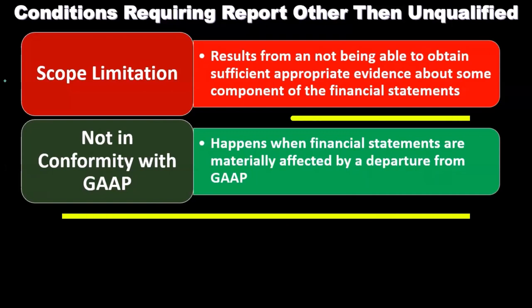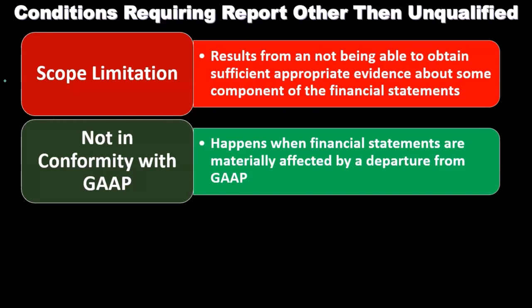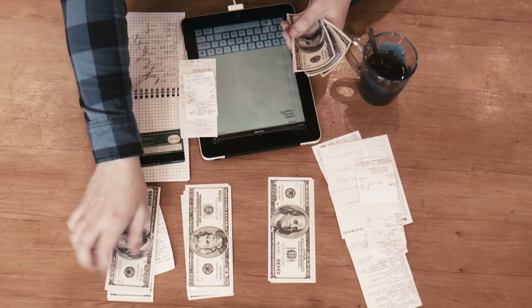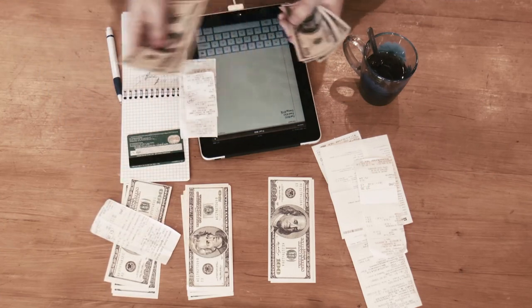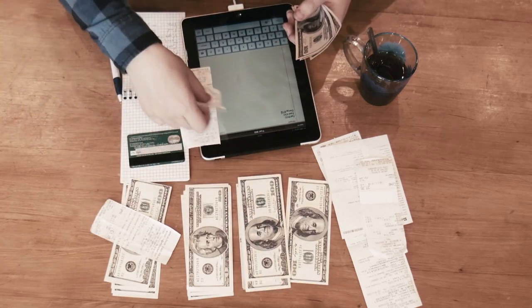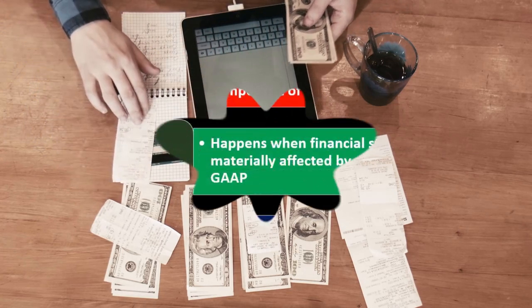Not in conformity with generally accepted accounting principles happens when financial statements are materially affected by a departure from GAAP, generally accepted accounting principles. Now, of course, what we're doing here is giving an opinion as to whether the financial statements are in conformity with generally accepted accounting principles. If there's a significant departure from them in some area, then that could result in us issuing some type of qualification or some type of report other than a standard unqualified report.